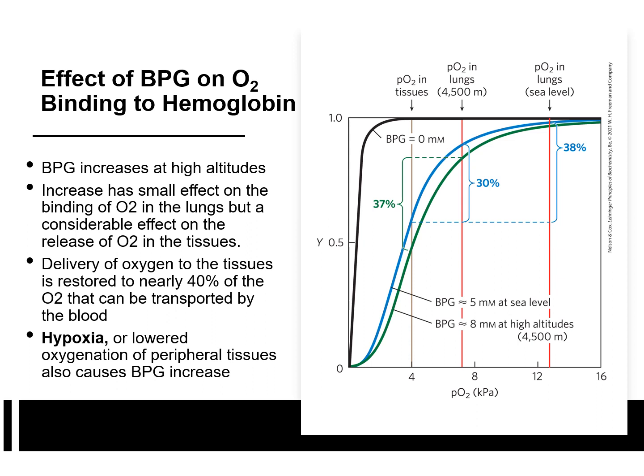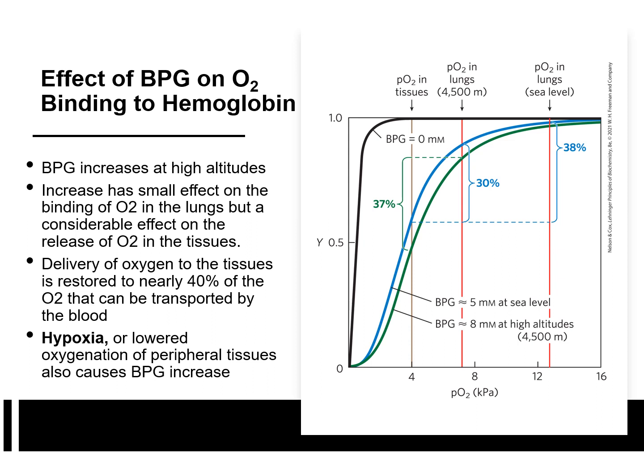The case study that we want to familiarize ourselves with here is the effect of BPG on O2 binding to hemoglobin under 2 different scenarios, namely high altitude and sea level. Now, as you can imagine, at high altitude, we actually have less oxygen, a lower partial pressure of oxygen available in the atmosphere. And at sea level, i.e. normal conditions, everything is functioning as normal.